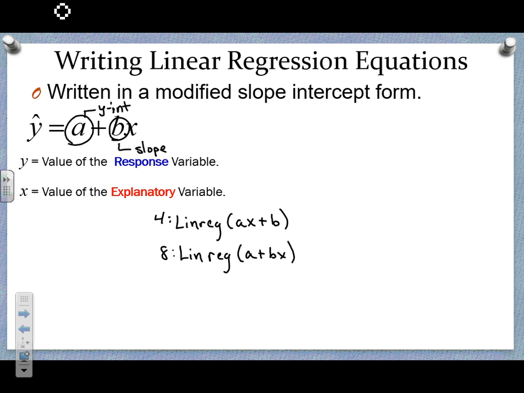Now, if you want to keep it consistent with the book, then you can always choose that second option, that option number 8. And if you notice, that one actually follows exactly what the book does, a plus bx. So when we get to that point, I'll leave it up to you which choice you make in your calculator. Just make sure you're always aware. The value on x is your slope. The value by itself, the constant, is your y-intercept.